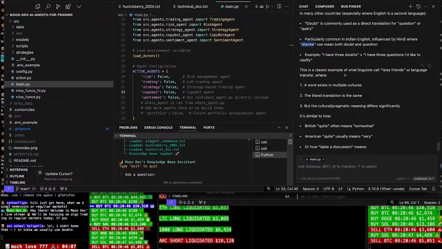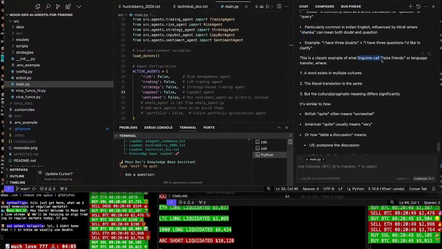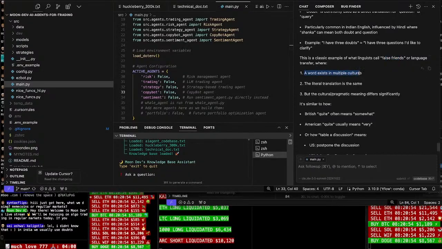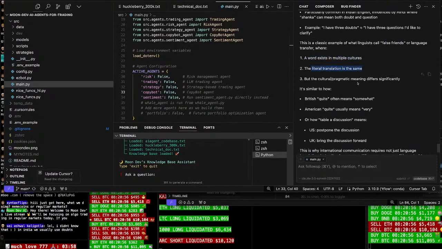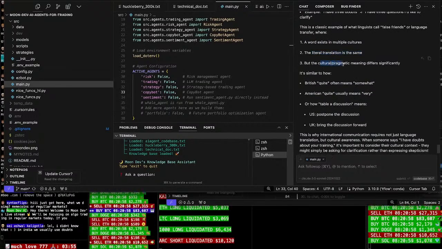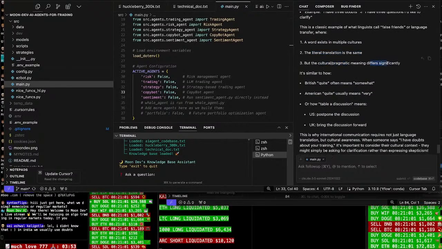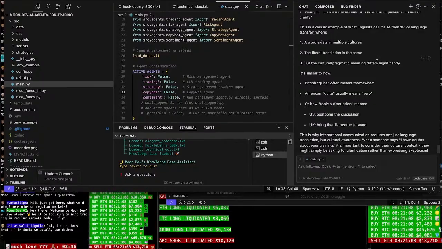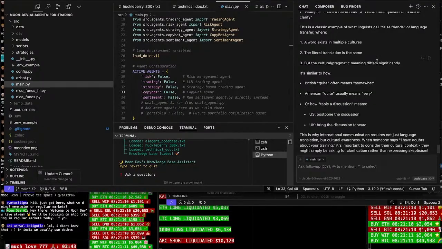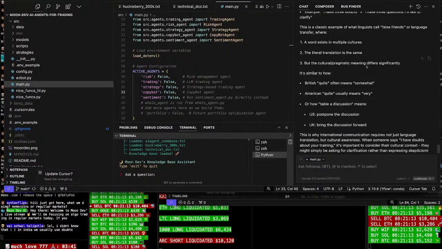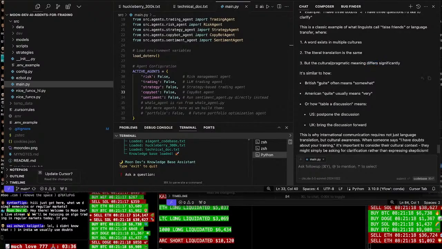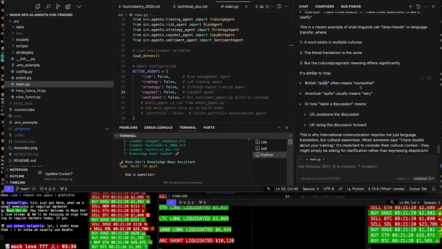This is a classic example of what linguists call false friends or language transfer, where a word exists in multiple cultures. The literal translation is the same, but the cultural, pragmatic meaning differs significantly. And I would say that's one of those words that differs significantly. If you're not Mr. Worldwide, Mr. Cultured like Moondev, you might get offended.